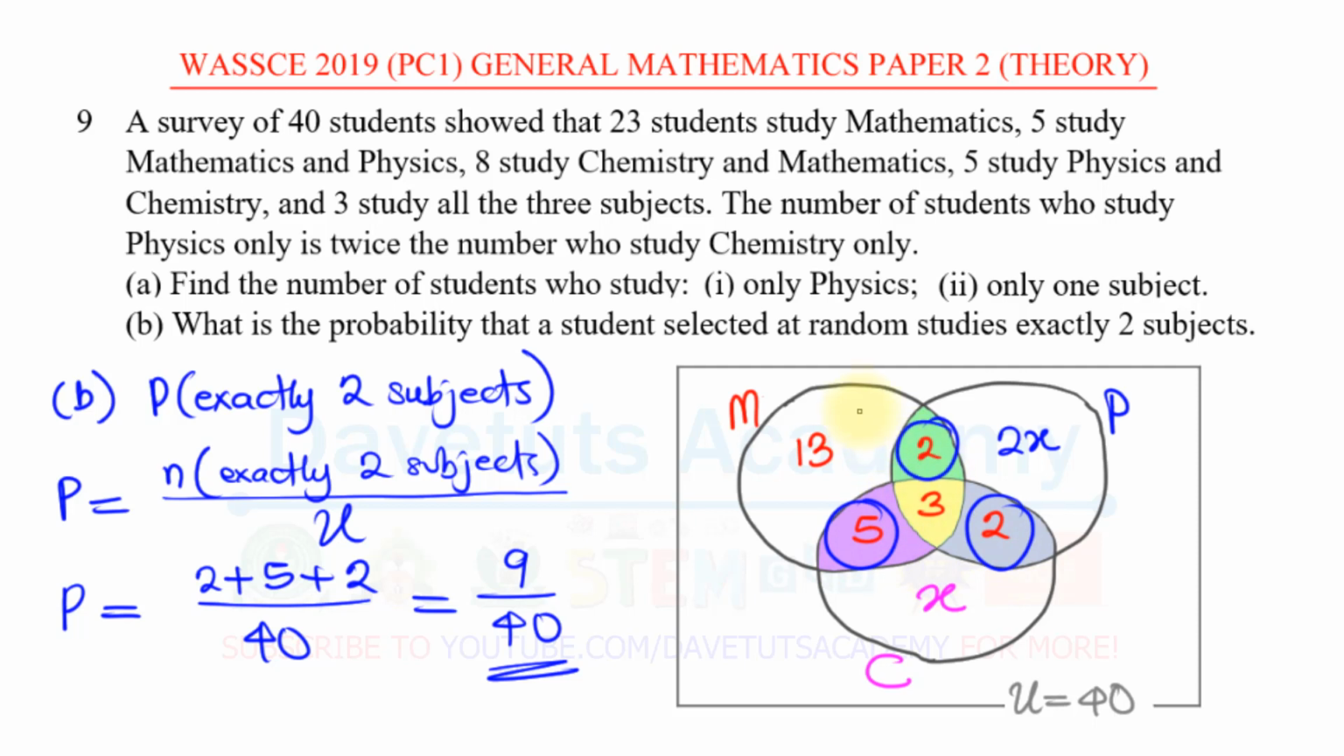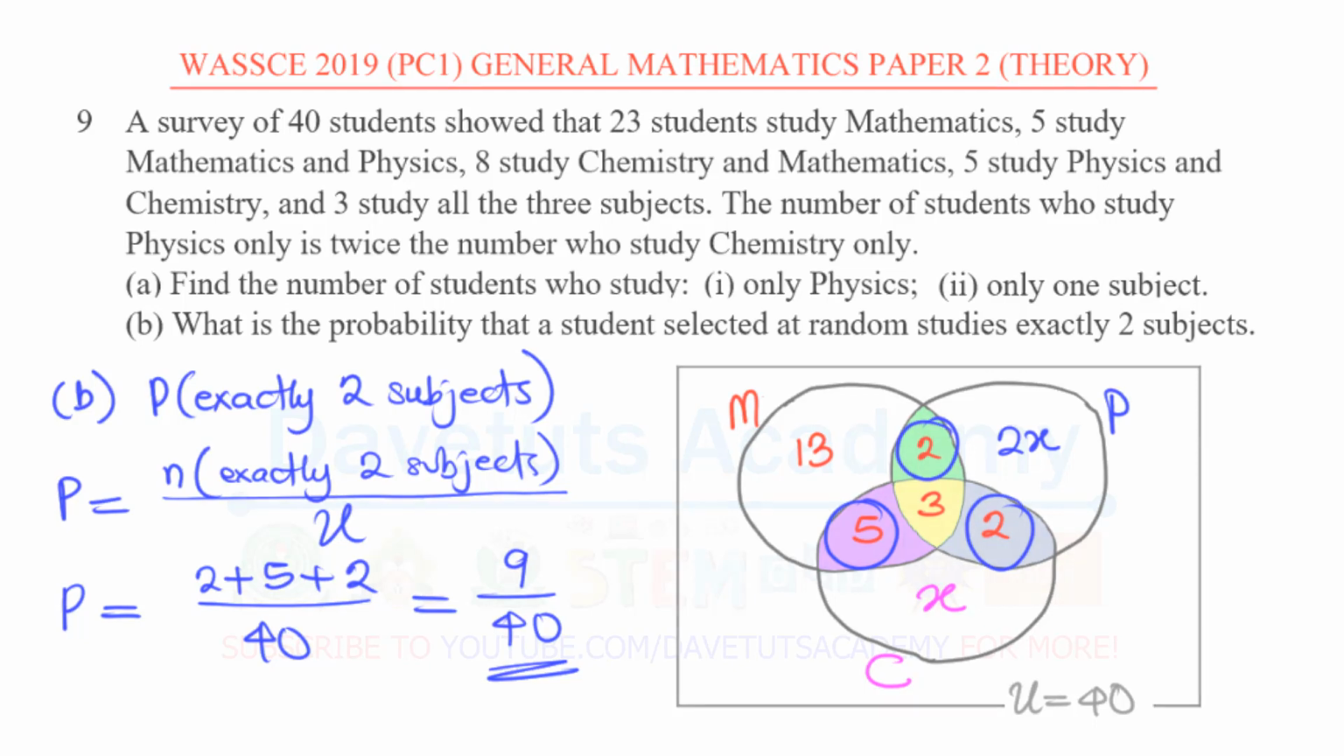So that's 2 students studying math and physics, the 5 students studying exactly math and chemistry, and the 2 students studying exactly physics and chemistry. And with that, we have answered this beautiful question in Venn diagram, and I believe it will also help you to be able to effectively tackle questions like this if you come across them in the exam.